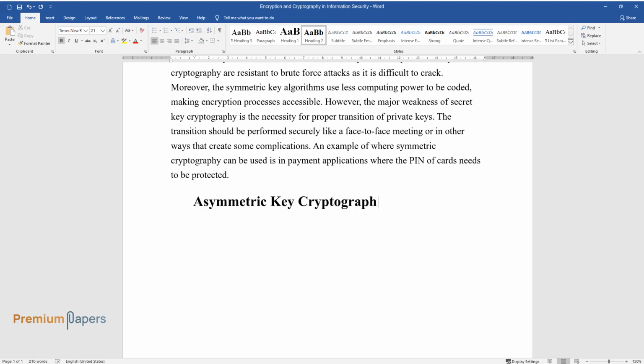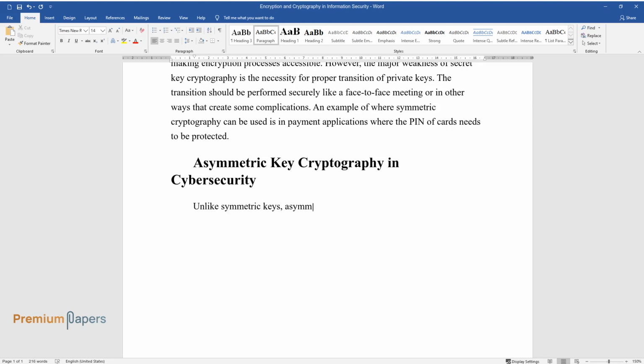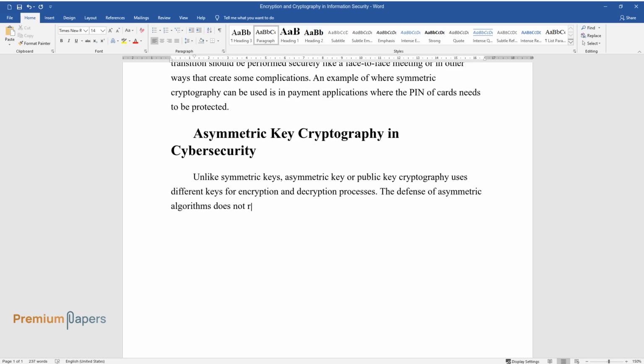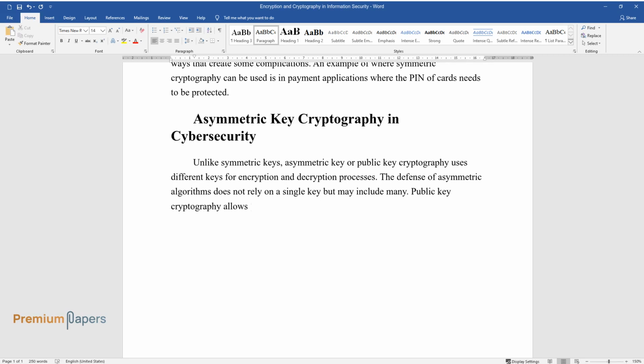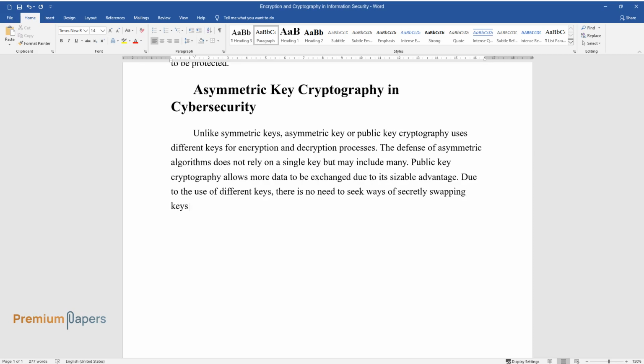Asymmetric key cryptography in cybersecurity. Unlike symmetric keys, asymmetric key or public key cryptography uses different keys for encryption and decryption processes. The defense of asymmetric algorithms does not rely on a single key but may include many. Public key cryptography allows more data to be exchanged due to its sizable advantage. Due to the use of different keys, there is no need to seek ways of secretly swapping keys, thus the asymmetric algorithm is more secure compared to symmetric key cryptography.